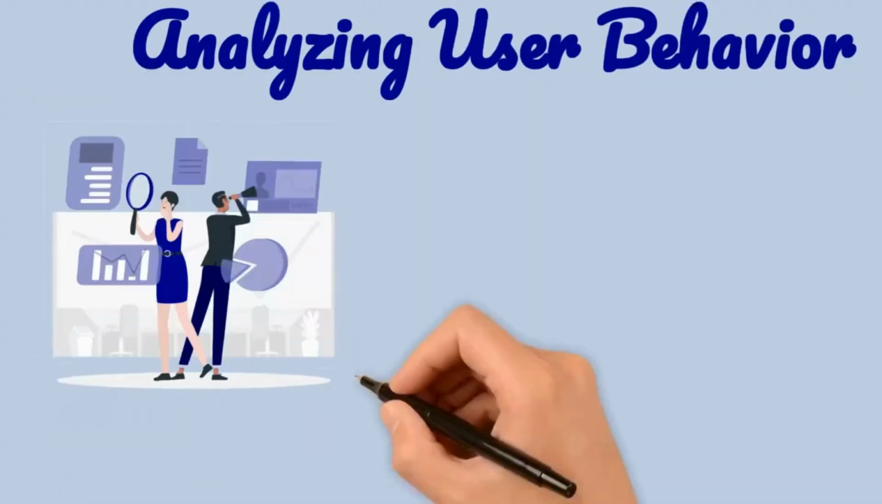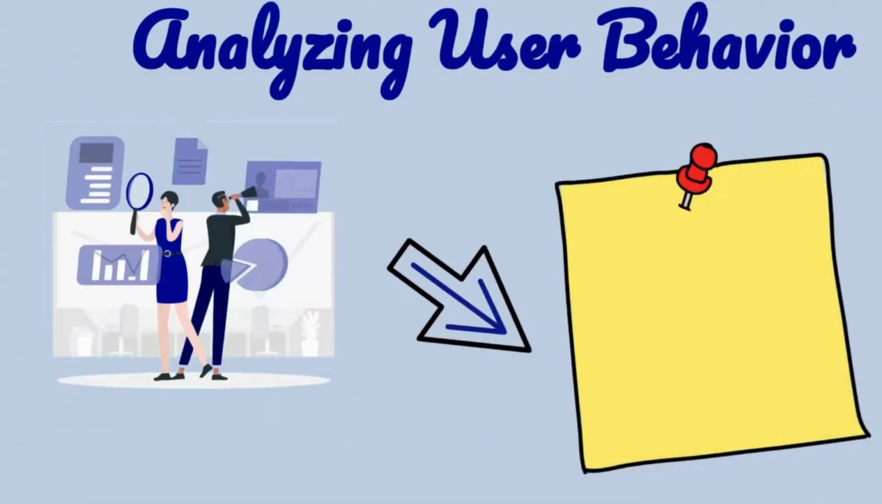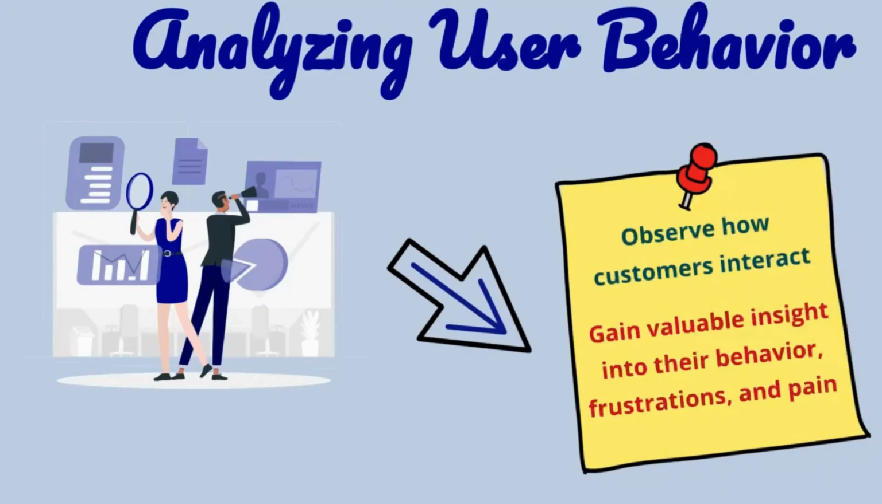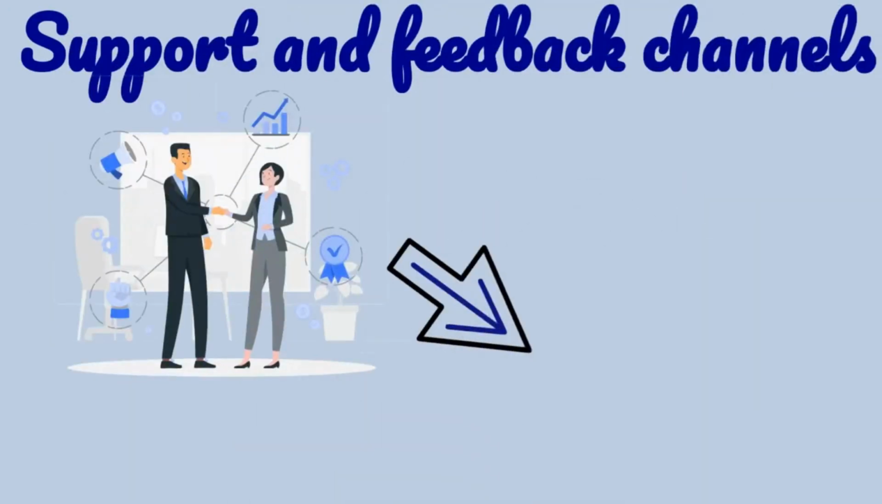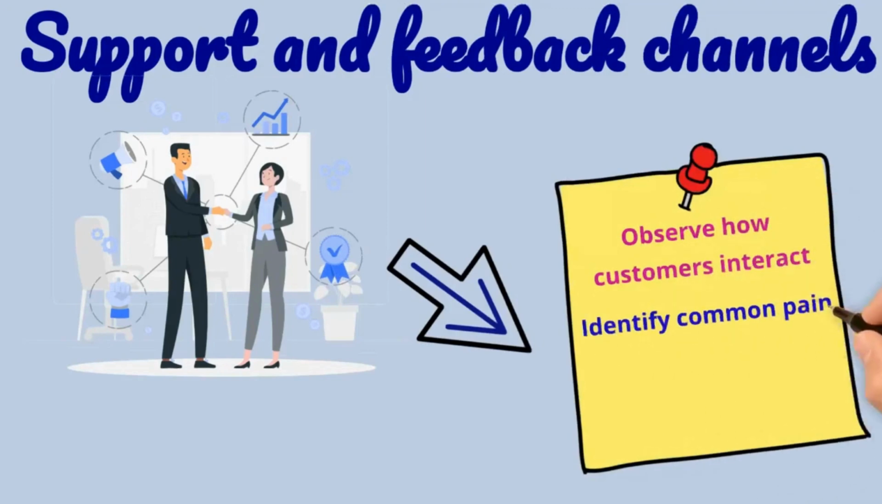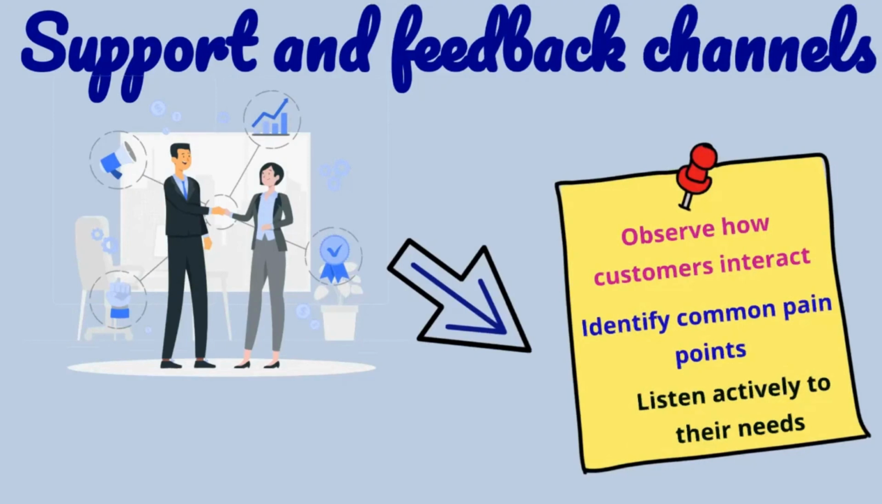Number 3. Analyzing user behavior. Observe how customers interact with your product or similar solutions. By using this method, you gain valuable insight into their behavior, frustrations, and pain points. Any difficulties they encounter, areas of confusion, or areas where the product falls short of their expectations should be noted. Number 4. Support and feedback channels. Utilize customer feedback channels such as customer support, online forums, and social media platforms. Identify common pain points and areas for improvement by analyzing customer inquiries, complaints, and suggestions. Listen actively to their needs and sentiments to gain a deeper understanding.